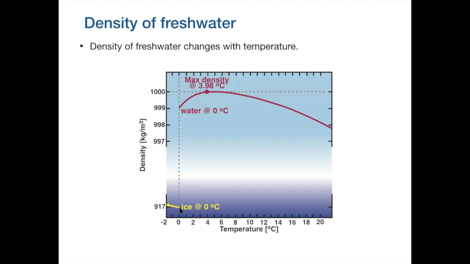Then if we continue warming the water, as we head up towards 4 degrees, the fresh water will get denser, and at 4 degrees it has its maximum density of 1,000 kilograms per cubic meter. Then as we continue to warm the water, it starts to get less dense again.